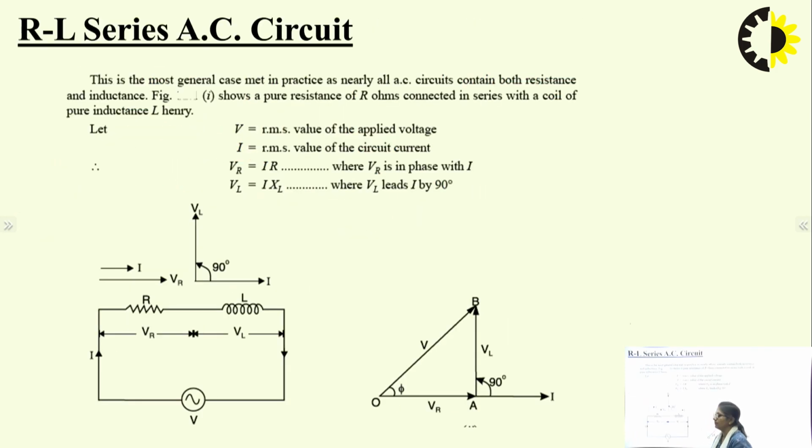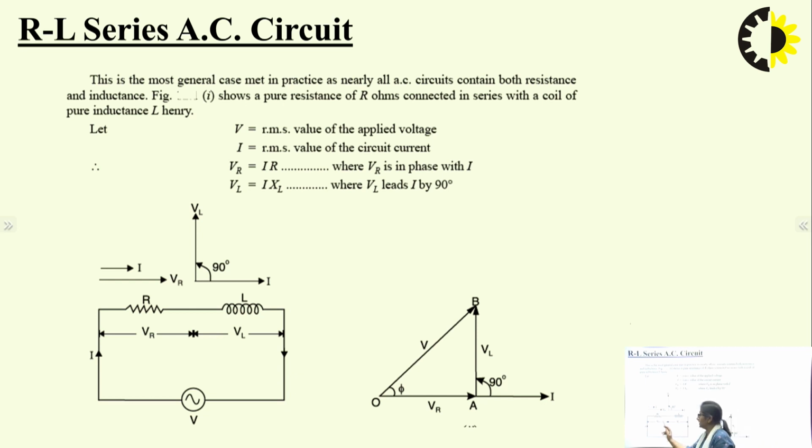V is given by some Vm sin omega t. So how will the circuit behave this time? Is it going to give us a leading power factor or a lagging power factor, whether it will lead by 90 degrees or lag by 90 degrees? That can be easily done with the help of the phasor diagram, if at all you just see.